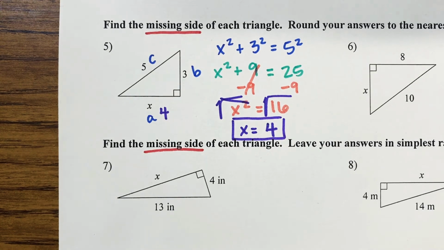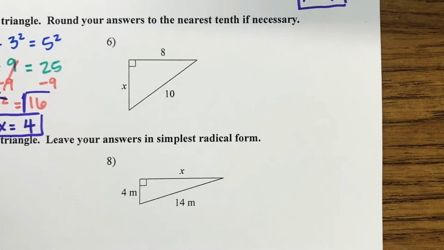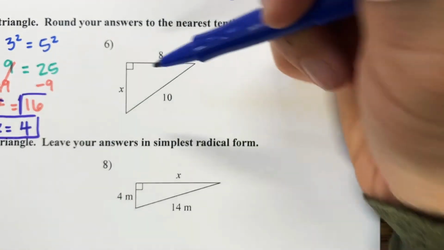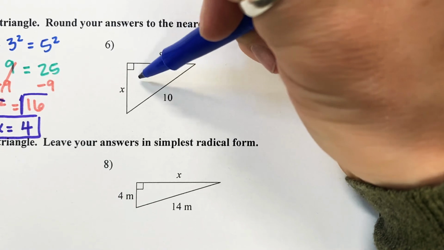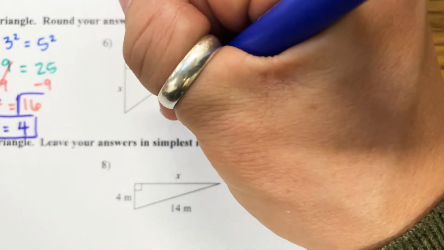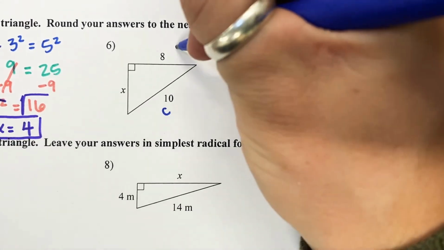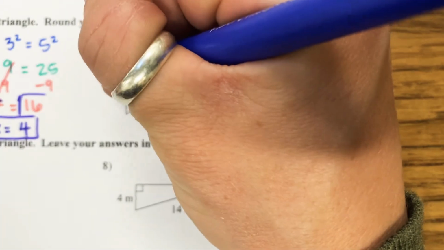Awesome. Okay, so let's do that again on number 6. First thing we want to do is identify A, B, and C. Well, let's identify C first, because that's the most important one. Across from my hypotenuse is always my C. Okay, A can be either. This time I'll make 8 my A and X my B.